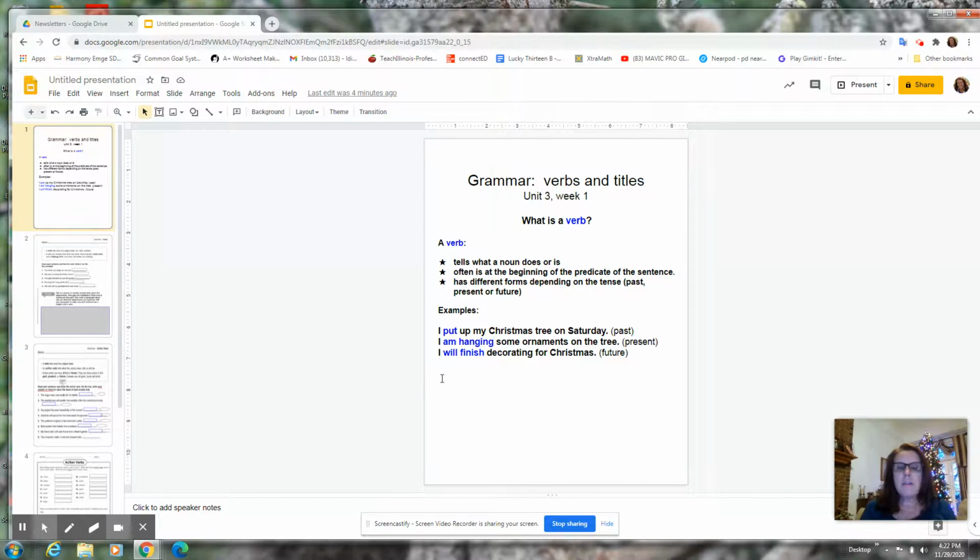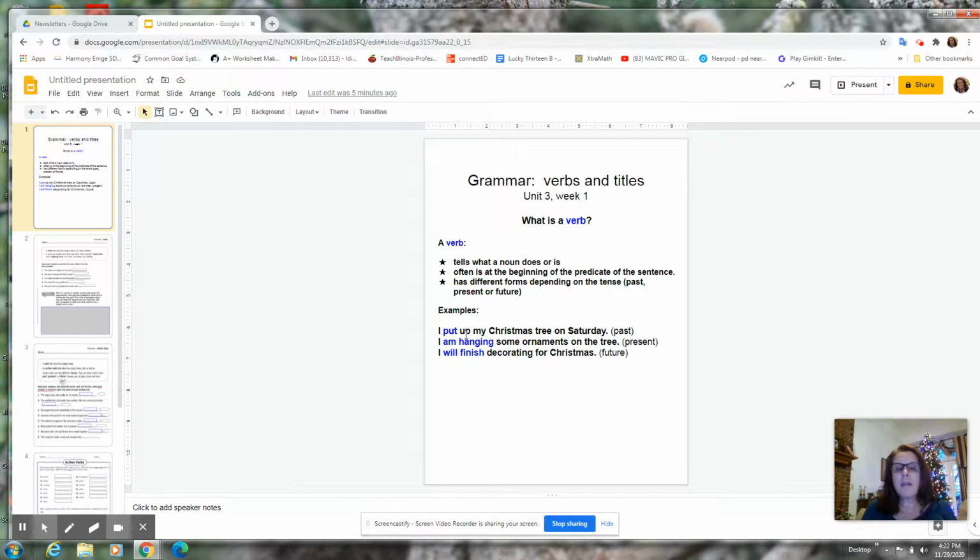The first sentence I wrote is, I put up my Christmas tree on Saturday. Today's Sunday. So that was something that I did in the past. You can see that I use the word put because it's something that I did in the past. Then the second sentence, obviously I'm not doing this right now, but when I wrote this, I was in the middle of hanging some ornaments on the Christmas tree.